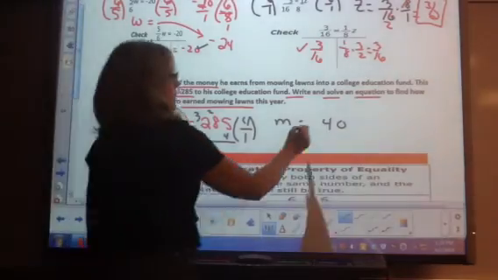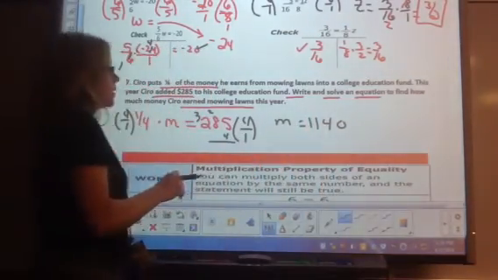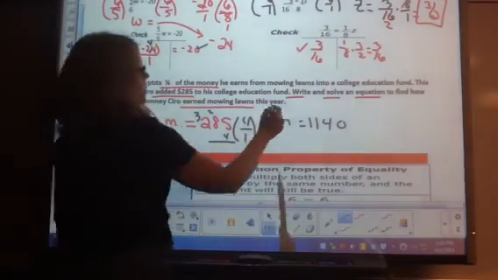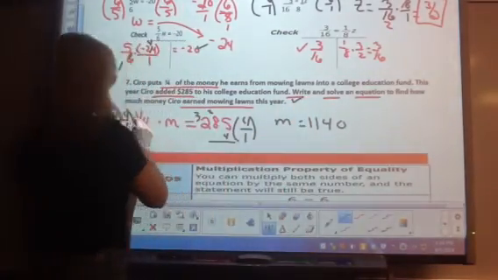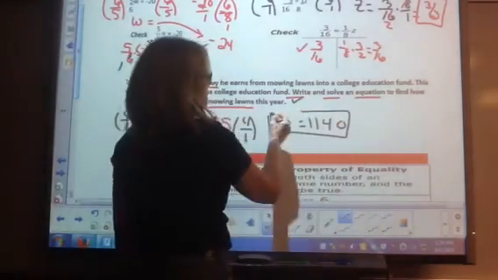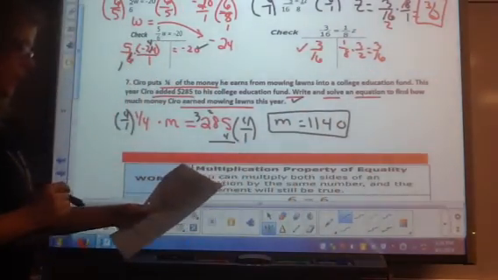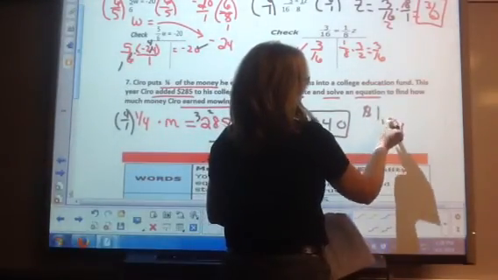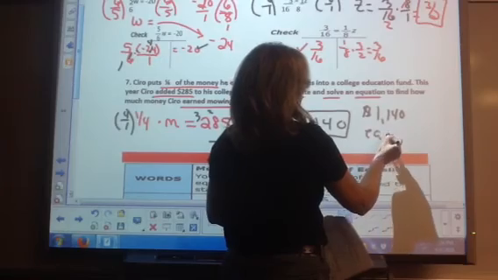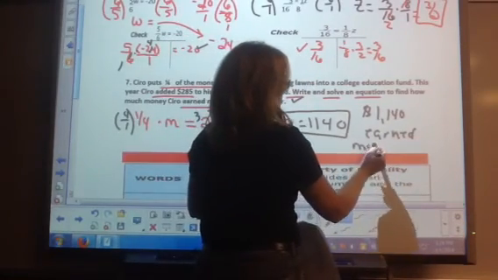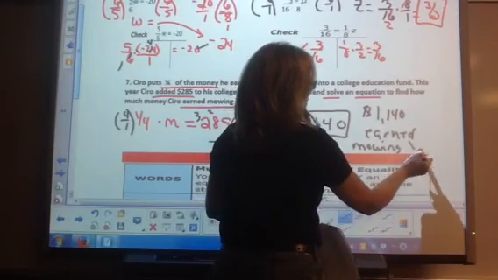Plus 3 is 11. Okay, because this is a word problem, let's go back and see if we did everything we needed to. Did we write the equation right here in red? Did we solve the equation right here? Okay, so what does that number mean? It means that he earned 1,140 mowing yards.